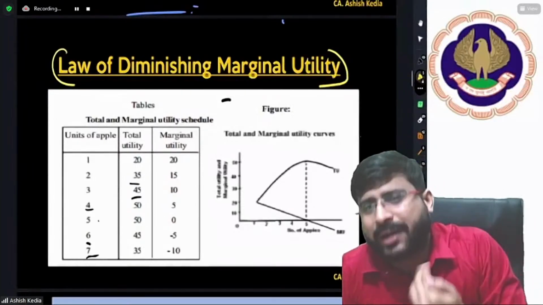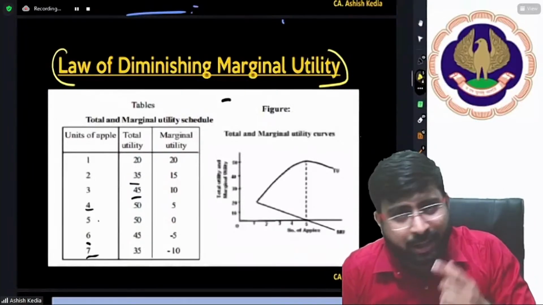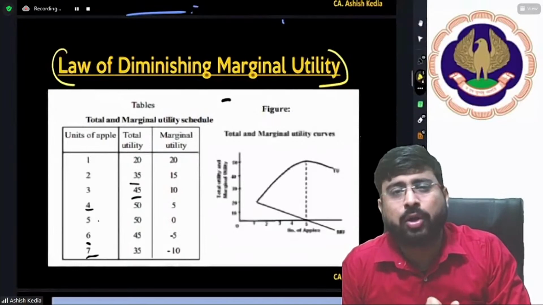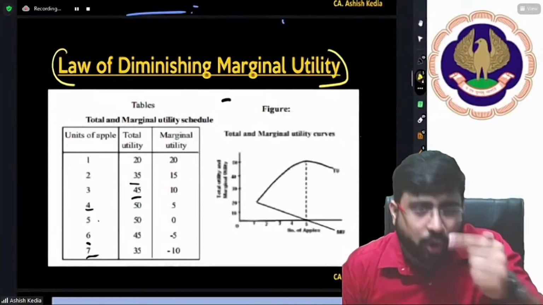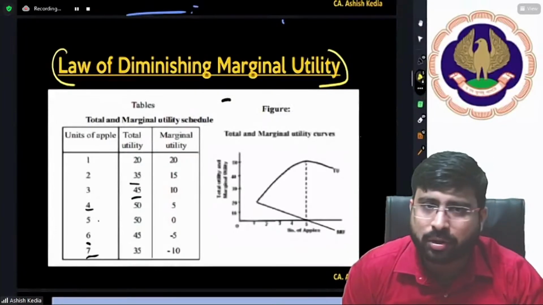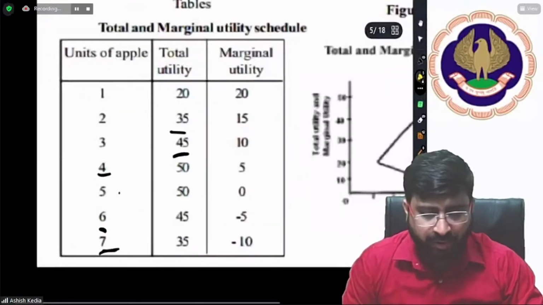Why? Because our stomach is getting full, or our wishes are getting fulfilled. So since our stomach is full or our wishes are full, we don't want additional units of that commodity anymore. There will be a point. So this is what we are studying.